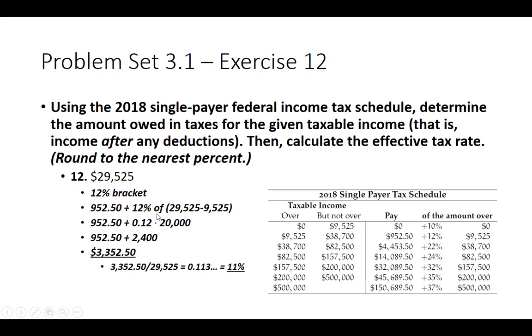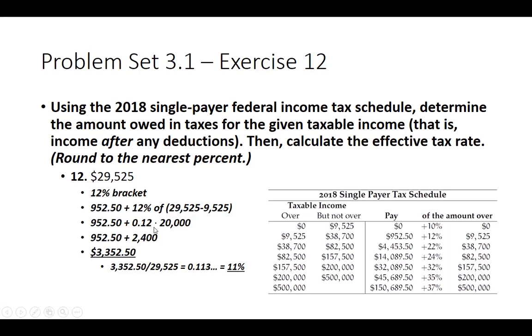Number 12, let's see this in action. 29,525 would fall here into the 12% tax bracket where we pay $952.50 plus 12% of the amount over $9,525. To find the amount over $9,525, we would subtract that. So 29,525 minus 9,525 is 20,000. So you're paying $952.50 plus 12% of 20,000.